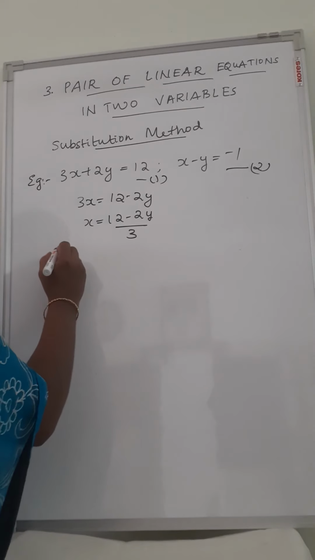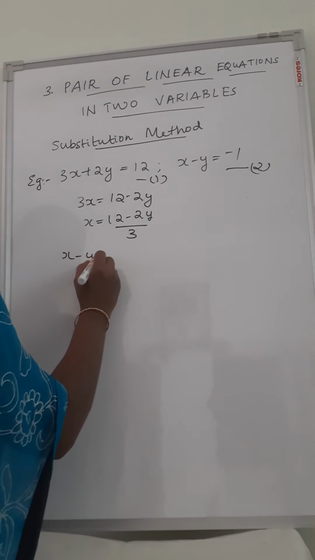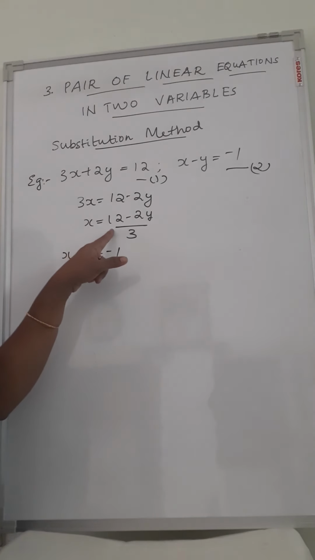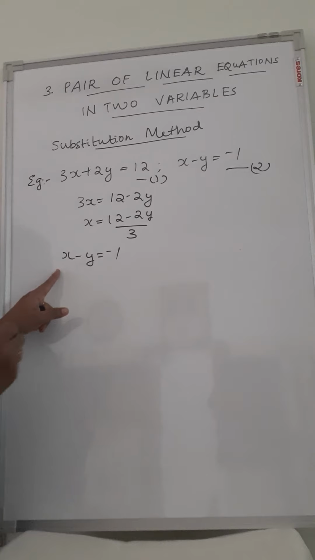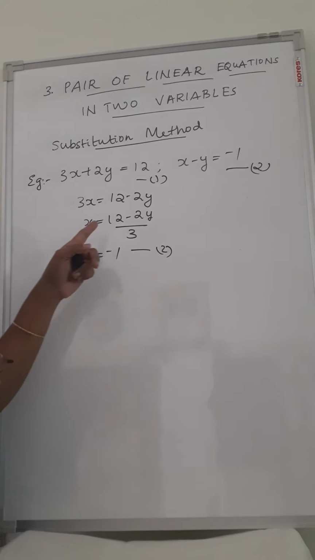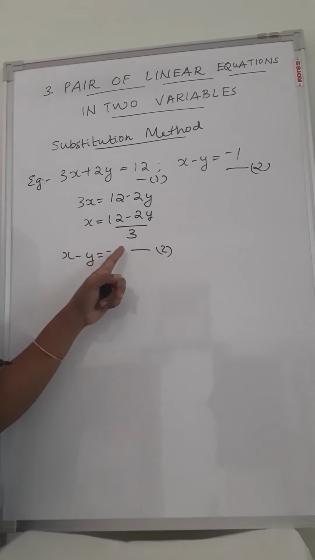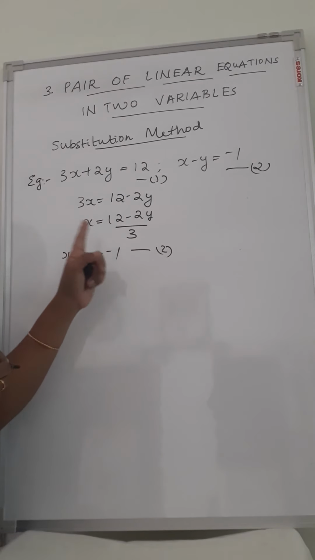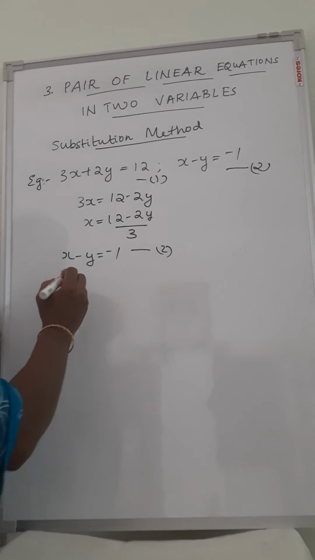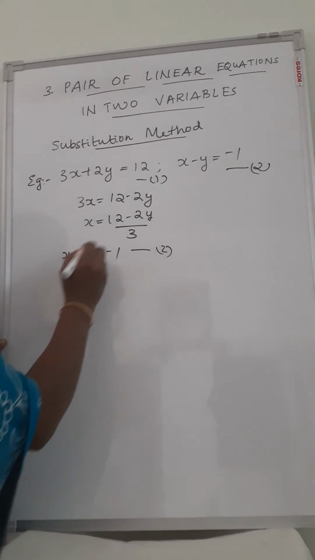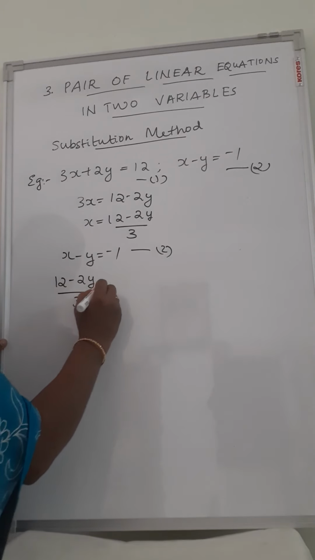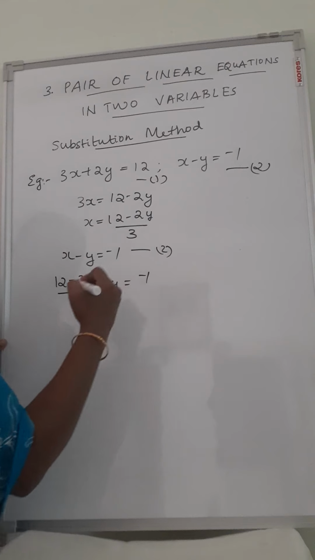And second equation is x minus y is equal to minus 1. Substitute the value of x in equation number 2. This is equation number 2. Value of x is (12 minus 2y) by 3. Substitute this value in equation number 2, that is x minus y is equal to minus 1. In the place of x, we can write (12 minus 2y) by 3, minus y is equal to minus 1.